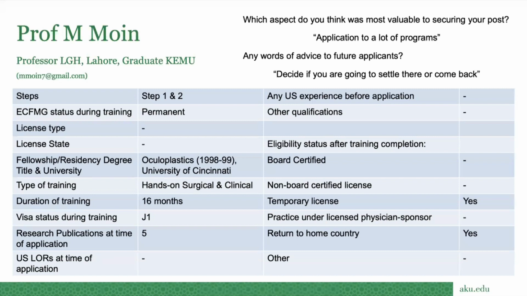He did his fellowship in oculoplastics at the University of Cincinnati. It was a hands-on surgical fellowship on a J-1 visa. And so he gave good advice here as well, which you can read out. He applied to a lot of programs, and he said it's good to decide if you want to settle there or if you want to come back. If you want to come back, you don't need to go through all of the steps. But if you want to settle there, eventually at some point, you will need to give steps.